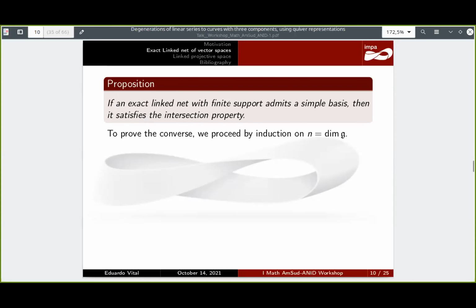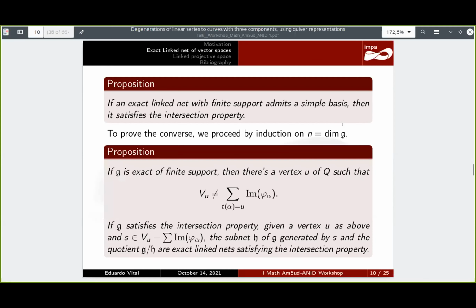Now the other implication. To prove the converse, we proceed by induction on the dimension of G, right? The main tool to prove the converse is this proposition that says if G is exact and has finite support, then there is a vertex U of Q such that the image of the maps that arrive at U isn't the whole vector space VU, right? There is this vertex U.